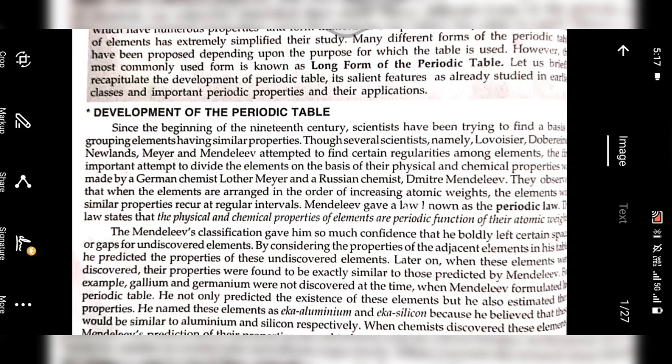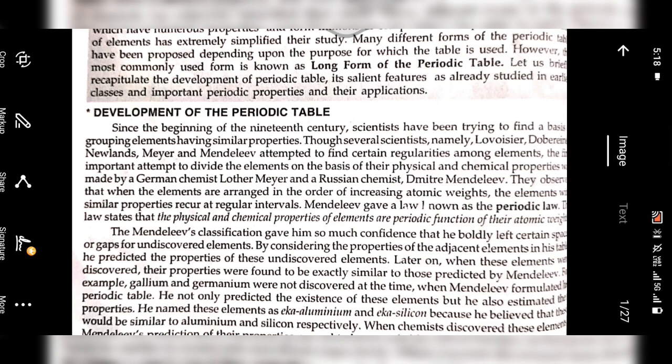Development of the periodic table. Since the beginning of the 19th century, scientists have been trying to find a basis for grouping elements having similar properties. Though several scientists, namely Lavoisier, Döbereiner, Newlands, Meyer, and Mendeleev, attempted to find certain regularities among elements, the first important attempt to divide the elements on the basis of their physical and chemical properties was made by a German chemist Lothar Meyer and a Russian chemist Mendeleev.